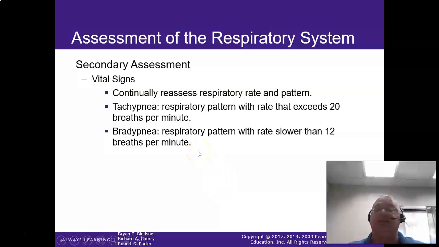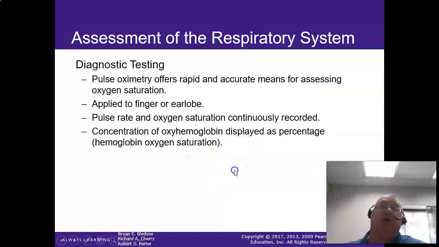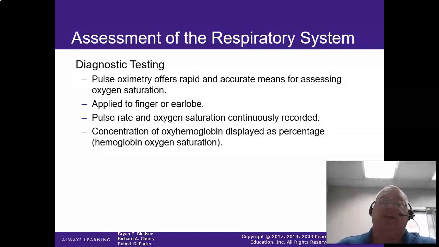All right. So continually reassess for respiratory rate and pattern. Again, above 20, we kind of go, eh. Again, below 12, we really pay attention. But usually below 12 means, like, below 8 is usually when they slow down that badly. So if they start slowing down, that is a really bad sign.